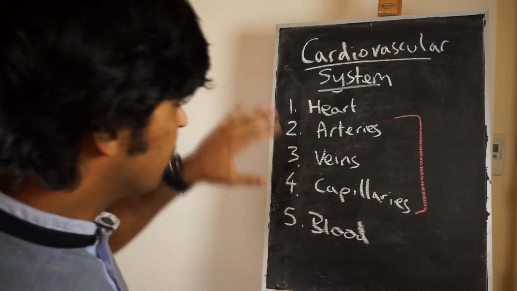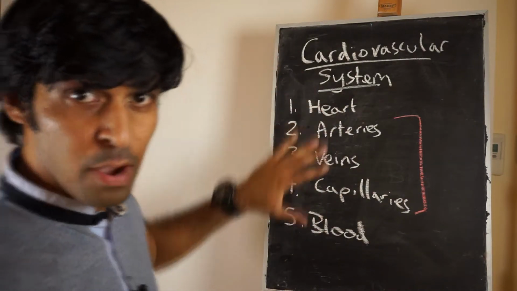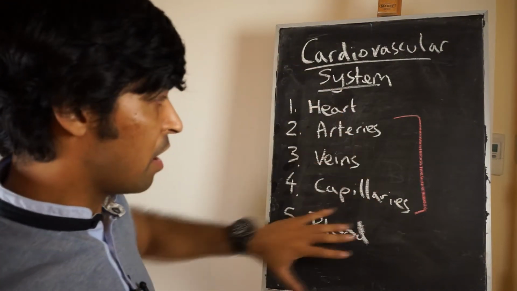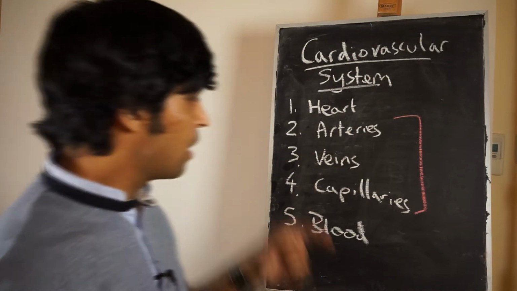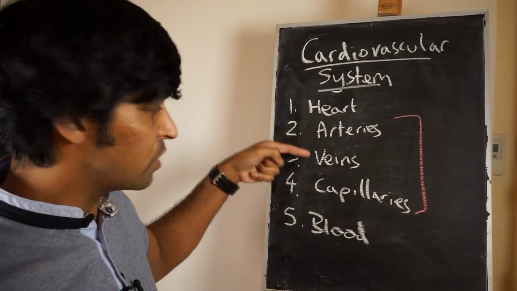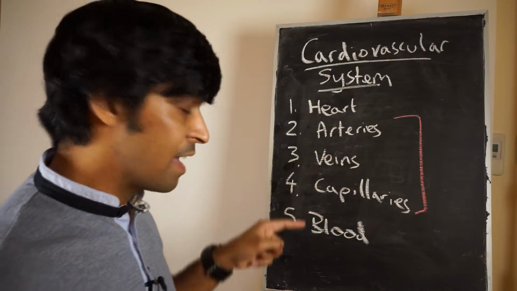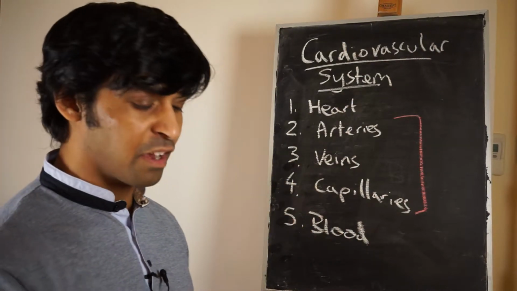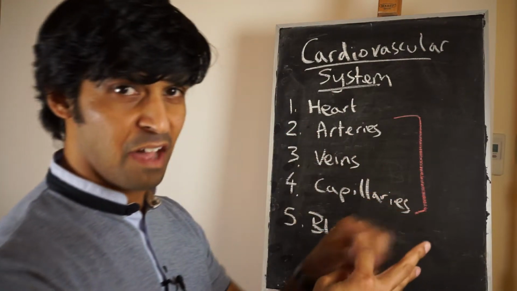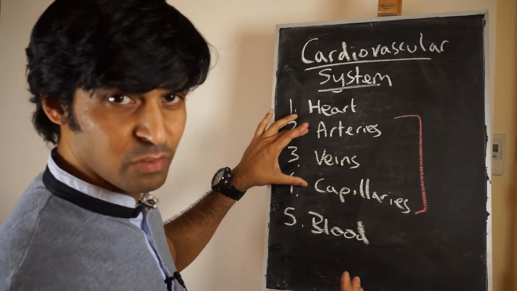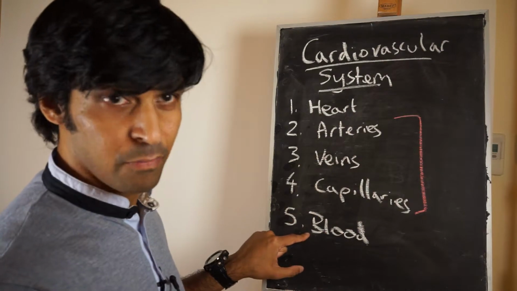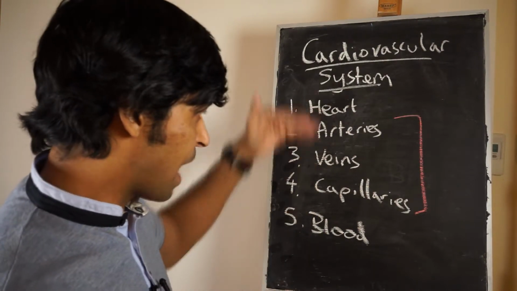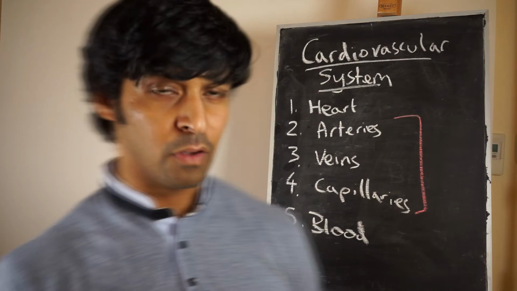So the components of the cardiovascular system are these. You've got the heart, the three blood vessels, the arteries, the veins, and the capillaries, and finally we've got the blood. So this should be quite easy to remember. Think of it as three bits: the heart, the blood vessels, and the blood itself, okay? And then, of course, if you're going to expand the blood vessels, we've got those.